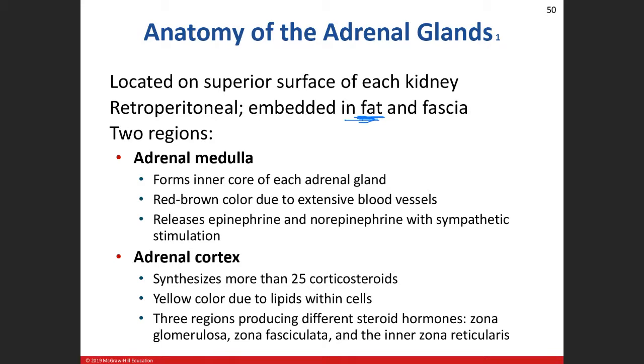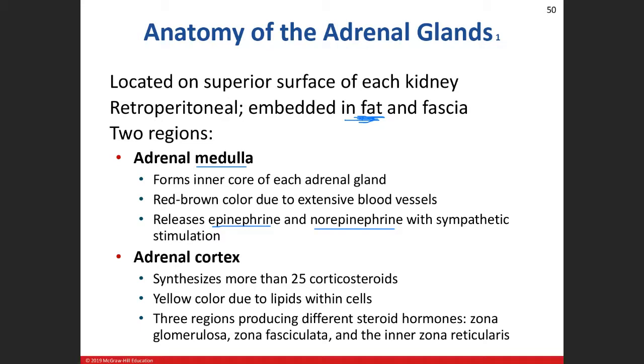Okay, so there's two parts or two regions. The adrenal medulla, which is the inner portion. This is the part that produces epinephrine and norepinephrine, and you need to know this. It's released through the sympathetic nervous system, that fight or flight. You have a direct neuron connection from your spinal cord all the way to the adrenal medulla.